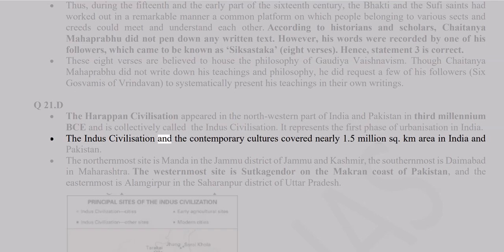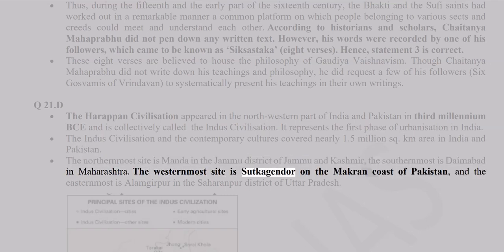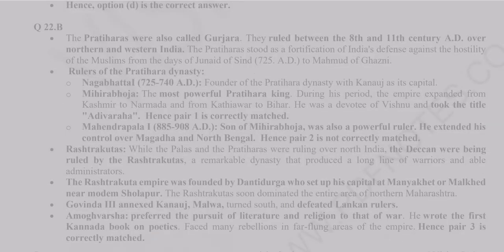The Indus civilization and the contemporary cultures covered nearly 1.5 million square kilometre area in India and Pakistan. The northernmost site is Manda in the Jammu district of Jammu and Kashmir, the southernmost is Daimabad in Maharashtra. The westernmost site is Sutkagendor on the Makran coast of Pakistan, and the easternmost is Alamgirpur in the Saharanpur district of Uttar Pradesh. Hence, option D is the correct answer.